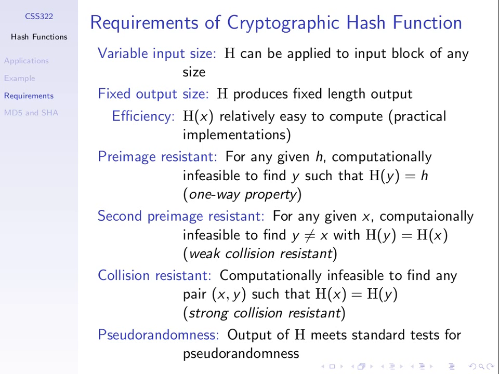In the first one, as we said, given X, it's impossible to find some other Y that produces the same hash value. It's impossible to find that collision if that property holds. And in the second one, you get to choose any pair of messages. It should be impossible to find a collision even if you can choose from any pair of messages.